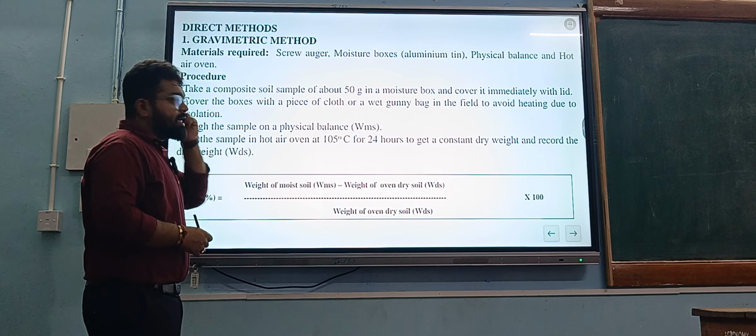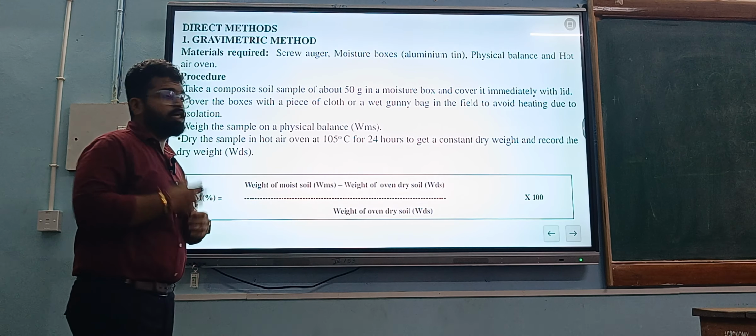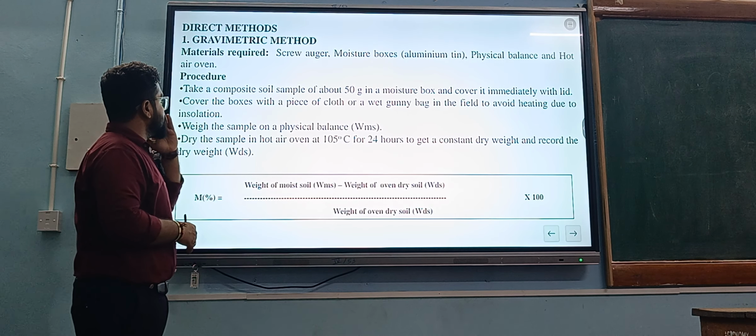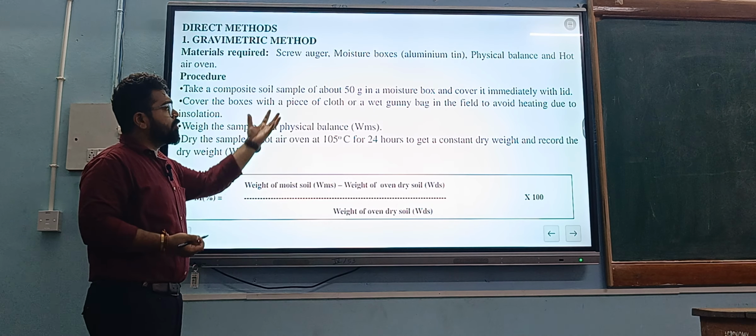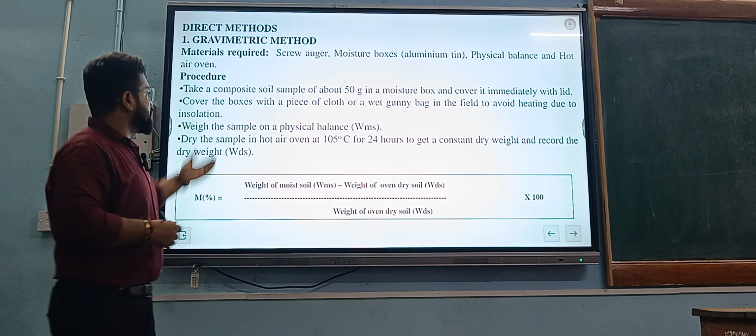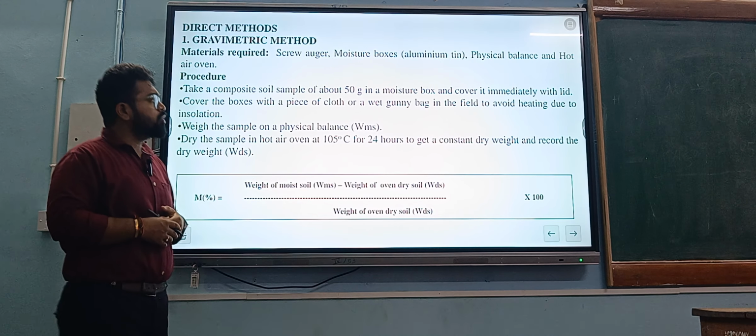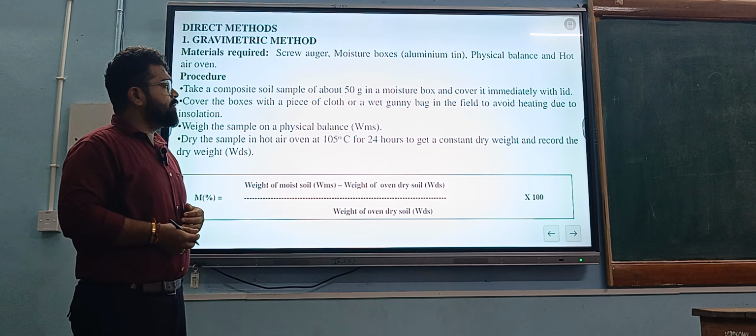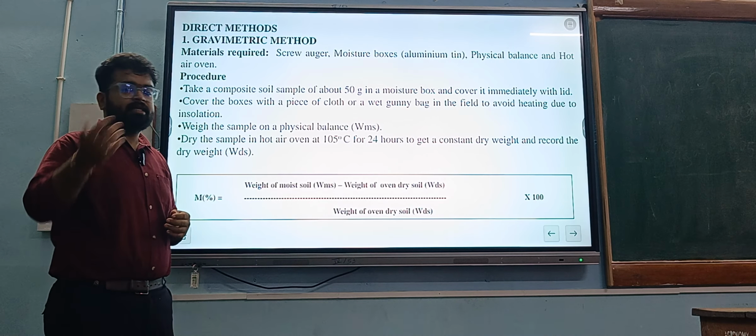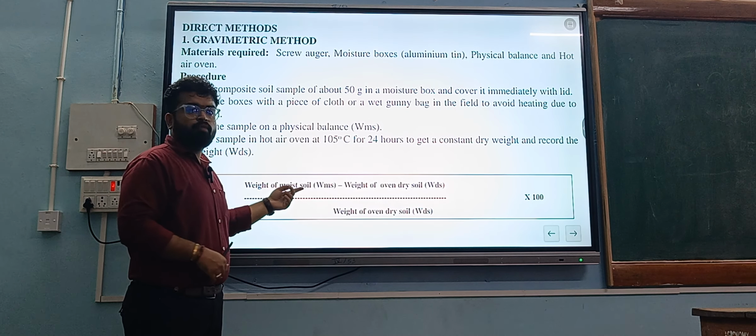The materials required for this are screw auger, moisture box, physical balance, and hot air oven. The procedure is: take a composite soil sample of 50 gram in a moisture can and cover it immediately with the lid. Cover the box with a piece of cloth and wet gunny bag in the field. Then weigh the sample on a physical balance. That is the fresh weight, the weight of moist soil.